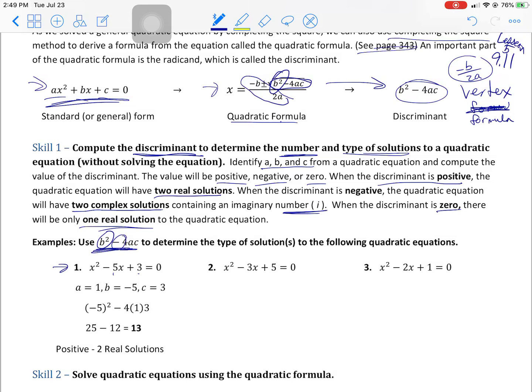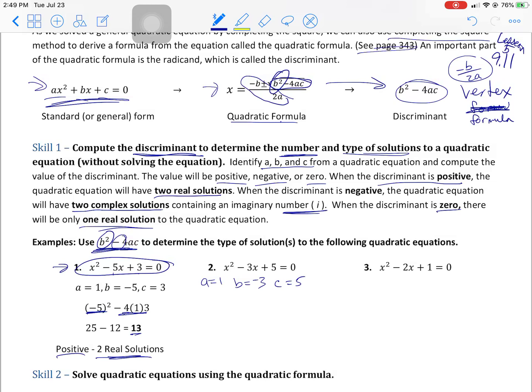So then orders of operations, notice what I did first. I did this and then this whole thing, and then I subtracted, okay, and got a positive 13. A positive 13 means there will be 2 real solutions to this quadratic after I use the quadratic formula. Okay, we'll do that in a minute. So right now I'm just checking the discriminant to get an idea of what to expect for my solutions. Okay, so here's another one. A equals 1, B equals -3, C equals 5.